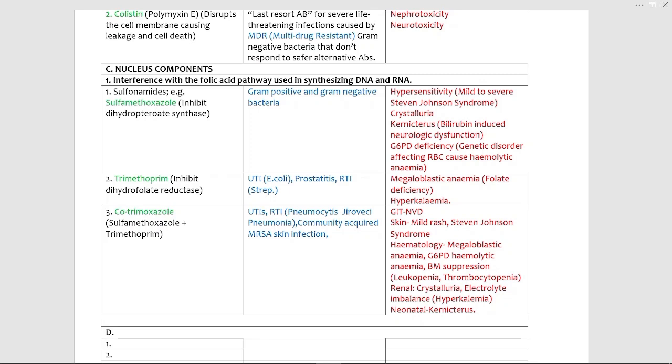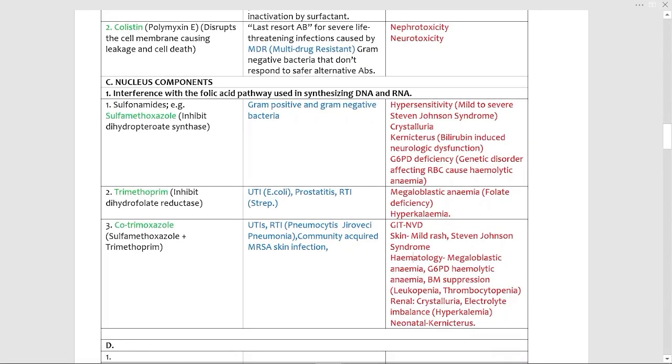Also the UTIs, those caused by the E. coli, the Proteus mirabilis, and the others. You can also use the cotrimoxazole. So the first, you have to be very vigilant here. Think of the Steven Johnson syndrome when you are using sulfamethoxazole. Think of kernicterus. Think of the G6PD deficiency. Think of the crystalluria when using sulfonamides.